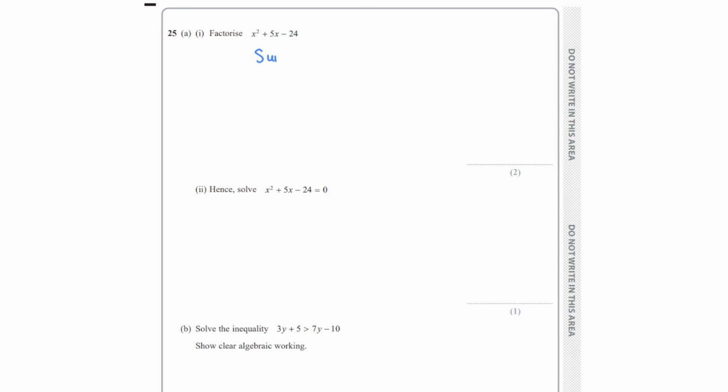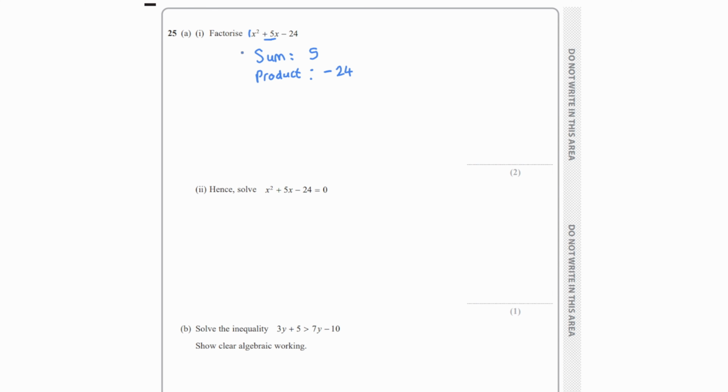Okay, so question 25, factorize x squared add 5x subtract 24. So we're going to use our sum and product method to do this. The sum is always the coefficient of x. In this case, it's positive 5. And the product is the number in front of x squared multiplied by the constant on the end. In this case, because that's 1, we'll just write down our constant, which is negative 24.